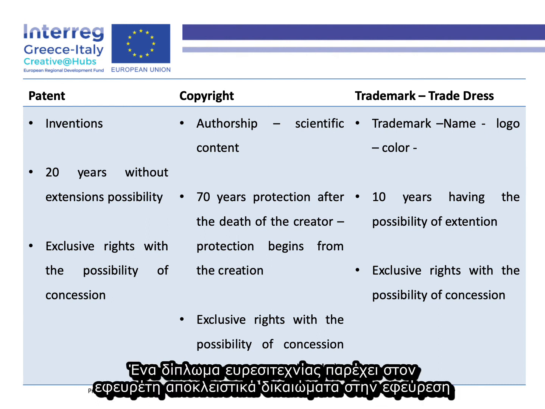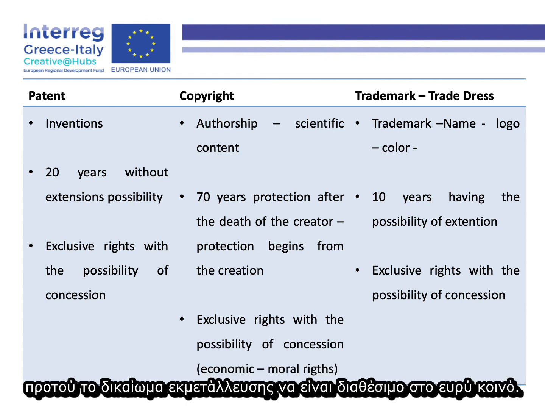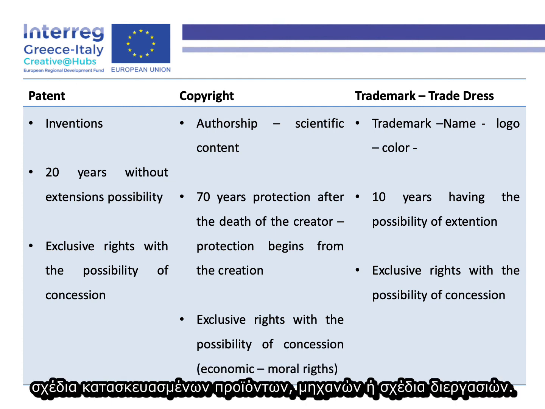Patent. A patent gives the inventor exclusive rights in the invention for a period of time, so that he or she can profit from the invention before the right to exploit it is available to the general public. Patents can be granted for plants and other life forms, designs of manufactured products, machines, processes, and combinations of matter.